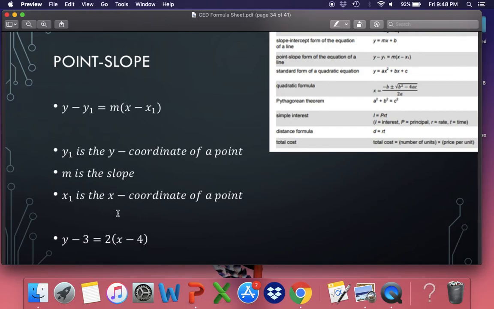Point-slope formula is similar. y and x will just exist. m is your slope, and this is your point, y1 and x1. If you're given a point and a slope, you use the point-slope formula. So y1 is the y-coordinate of a point, m is the slope, x1 is the x-coordinate of a point. If you're given a point of positive 4, positive 3, and your slope is 2, you plug the 2 in for slope. Your x1 will be 4, but it's going to be subtracted, so it'll be minus 4. And your y-coordinate will be 3, but it'll also be subtracted.